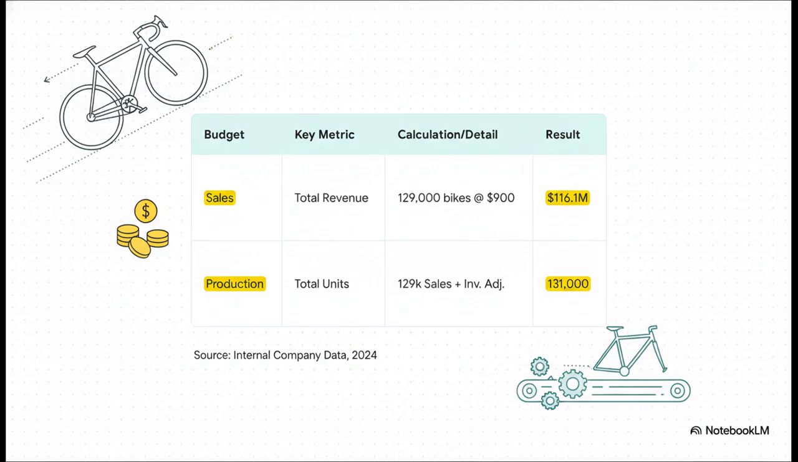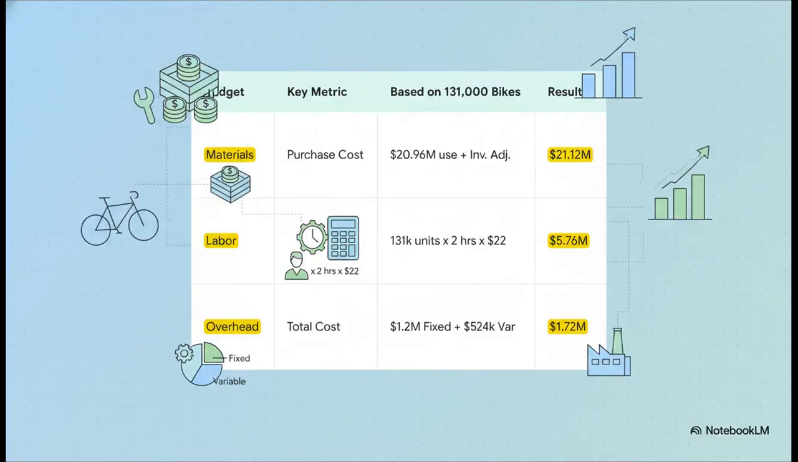This variance is intentional. It allows the company to meet sales demand while also increasing its ending inventory by 2,000 units. With the production target set, cost budgets can be calculated. Material purchases are budgeted at just over $21 million. Direct labor costs are projected to be nearly $5.8 million. And total manufacturing overhead, combining fixed and variable costs, is budgeted at approximately $1.7 million.